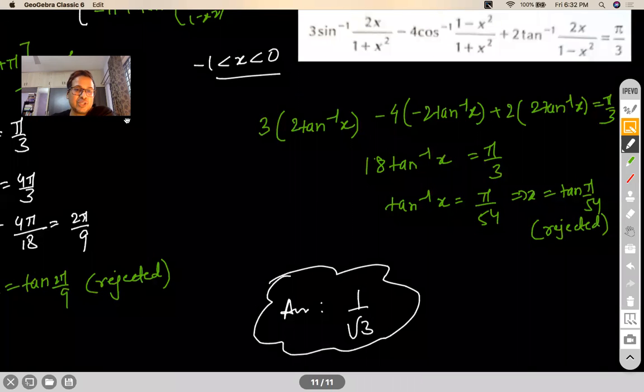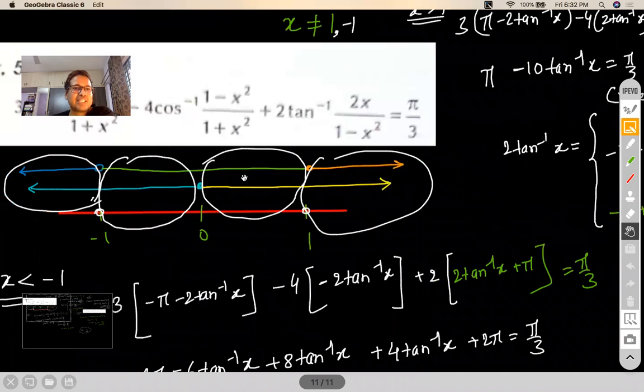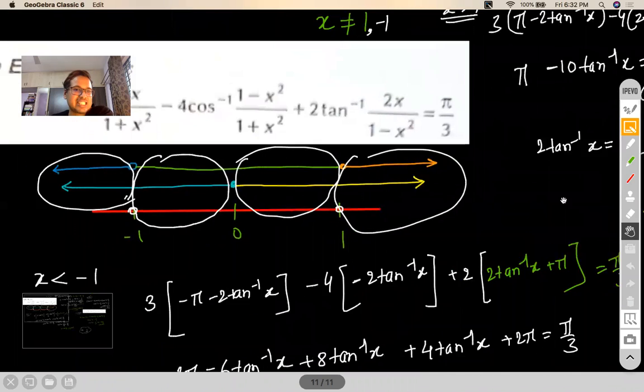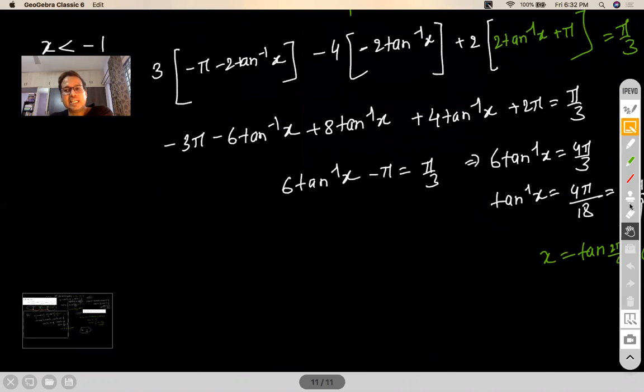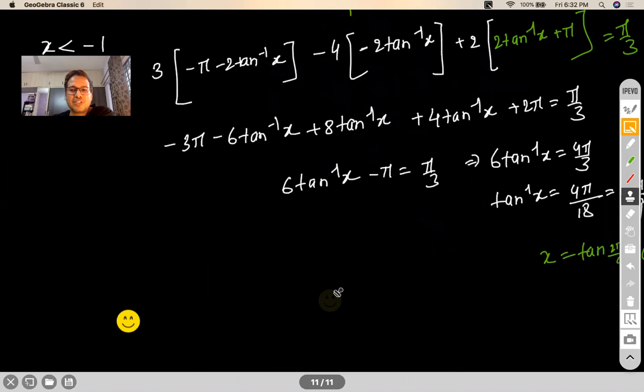Now, as I told you, if the interval is given, it makes your life easy. If not, you have to take cases. So with this, we will conclude this chapter of inverse trigonometry. This was a good chapter for us.